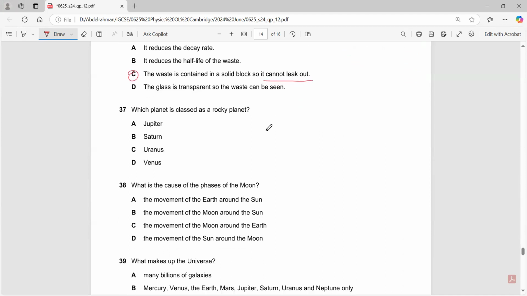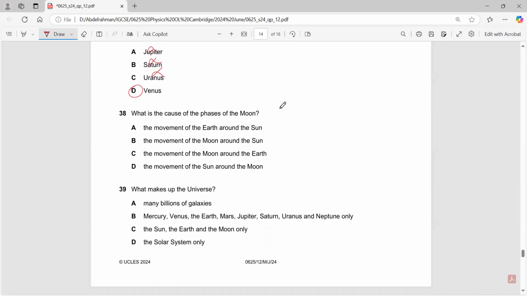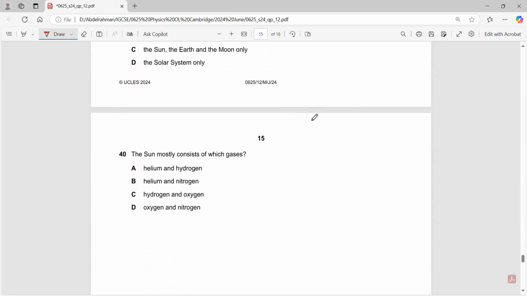Which planet is classified as a rocky planet? No, no, no. Only Venus. What causes the phases of the moon? The movement of the moon around the Earth. What makes up the universe? We have hundreds of billions of galaxies. The sun mostly consists of which gas? It mostly consists of helium and hydrogen.